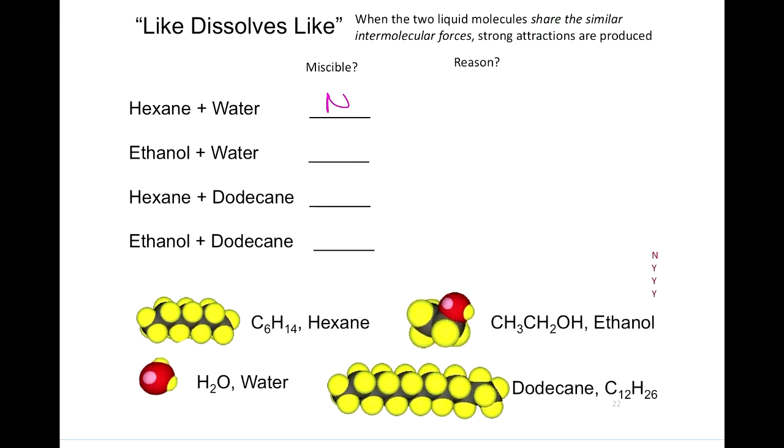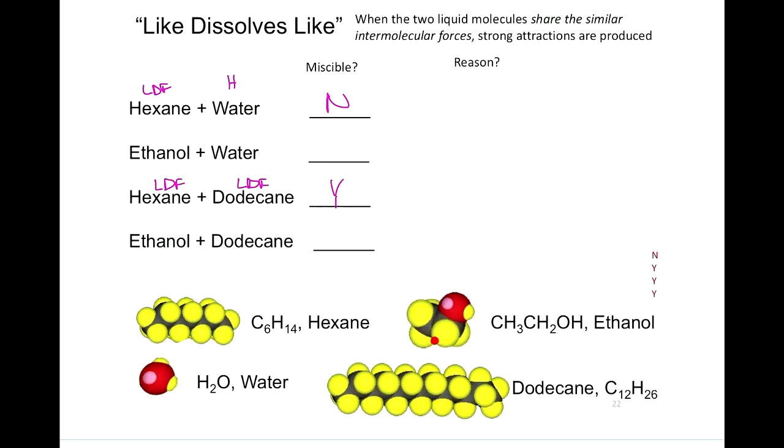Why? Mismatched IMFs. Hexane's strongest IMF is London dispersion. Water's is hydrogen bonding, and you can just look at the structures. They look nothing alike. Versus, let's do the third one, hexane and dodecane. Do you think those will mix? Don't think about it that hard. Yeah, they'll mix. They look just like each other, but really it's because both of them have LDF as their strongest IMF.